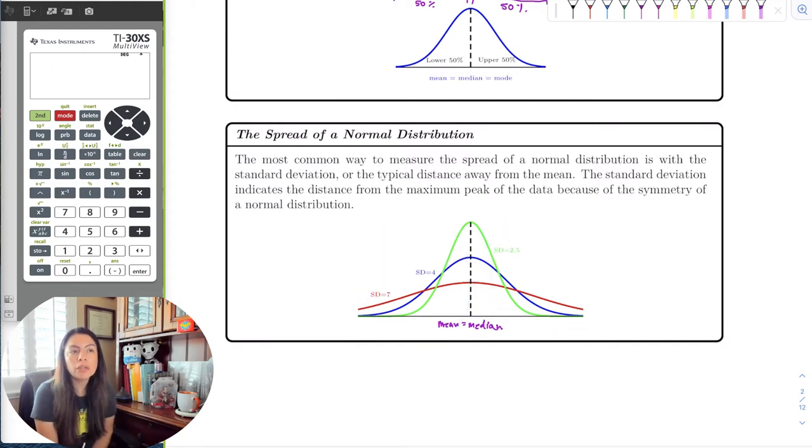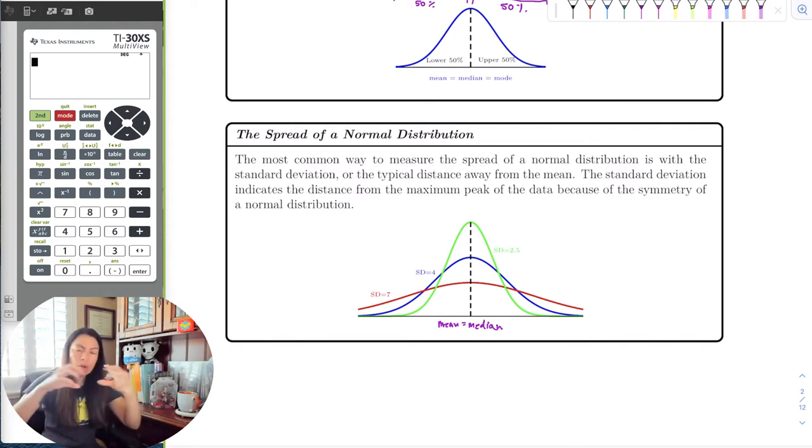Take a moment and look at those three curves. If you were thinking, I think the height, it looks higher on the green, you're exactly right. They are higher. That's exactly how the spread affects the bell curve: the peak.